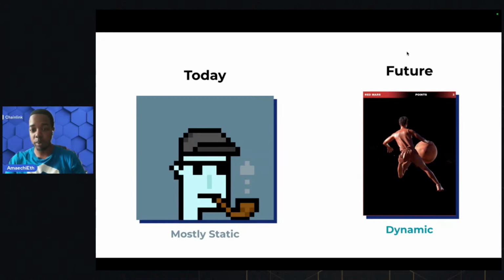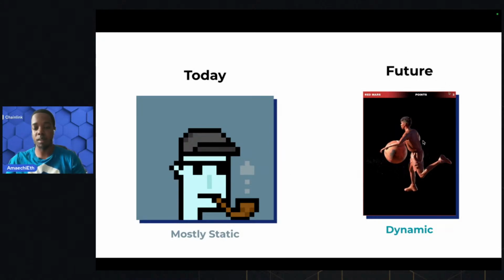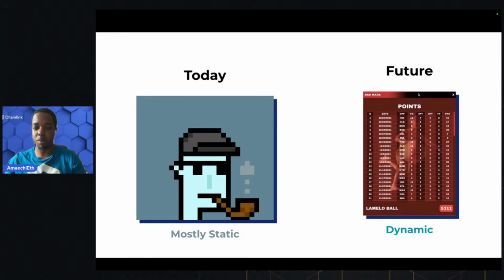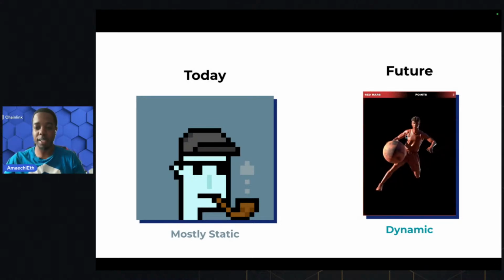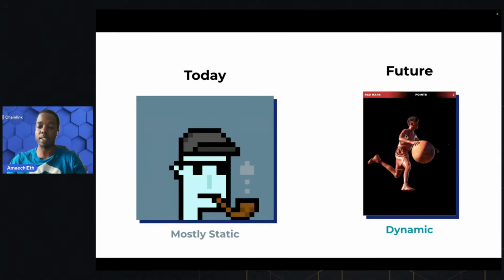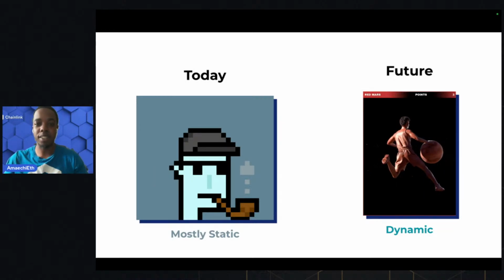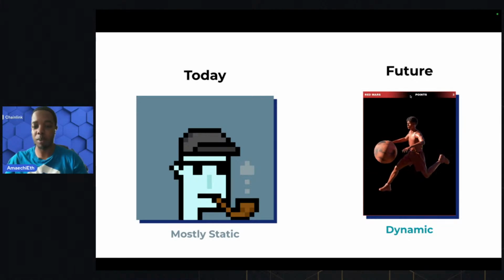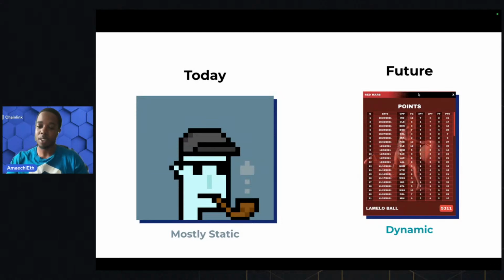So in this example we can see here on the right is LaMelo Ball. If you don't know who that is, essentially he's a basketball player. And this NFT actually updates based on his performance. So whenever he gets points in games, you'll see that data is actually reflected within the NFT. So you can now imagine that if you're holding an NFT of this player and he's performing really well and getting lots of points, that's going to incentivize people to want that NFT. So that's just one example of dynamic NFTs.